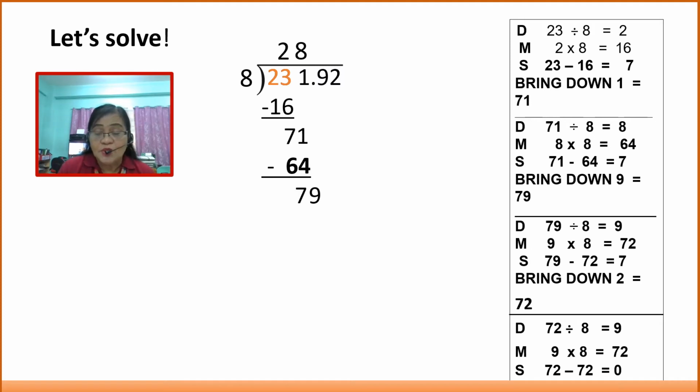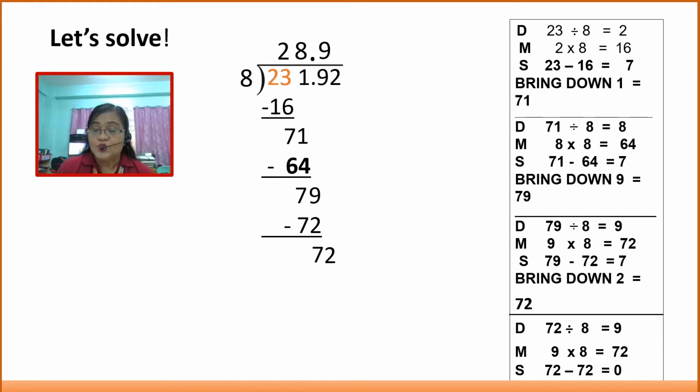So we have to put also a decimal point on top in line with the decimal point inside the dividend. So let's continue again. 79 divided by 8 is equal to 9. 9 times 8 is equal to 72. 79 minus 72 is equal to 7.